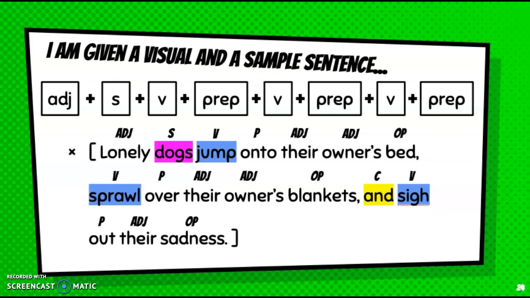For example, if I am given the visual, adjective plus subject plus verb plus prepositional phrase plus verb plus prepositional phrase plus verb plus prepositional phrase, this breaks down the recipe my sentence must follow. A sample sentence is also provided as reference. Lonely dogs jump onto their owner's bed, sprawl over their owner's blankets, and sigh out their sadness. Make sure you take advantage of creative opportunities like prepositional phrases that purposefully afford you a tad more freedom.